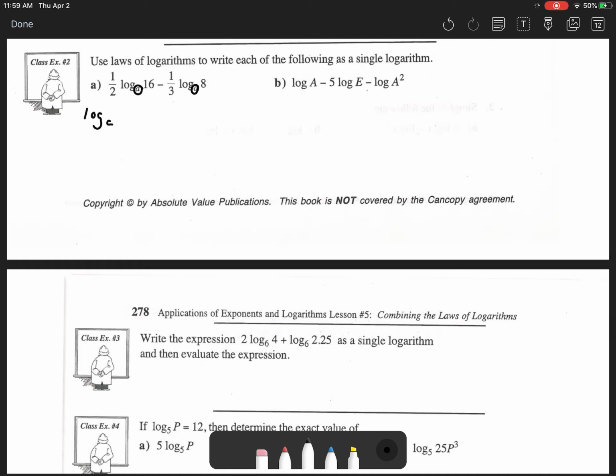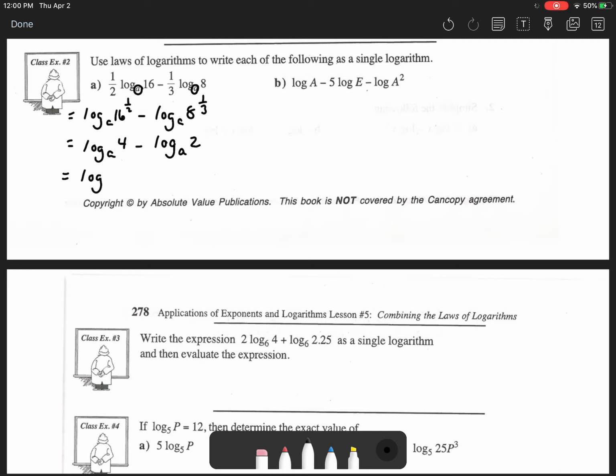First thing I'll do, in the first expression, is go log base a of 16, and I'll move the 1/2 up to be an exponent, and I'll do the same thing with the log expression. So this will be log base a of 8 to the exponent of 1/3. Now we know that when we raise something to the exponent of 1/2, that's like taking the square root. So this will be log base a of 4. And when I raise something to the exponent of 1/3, that's like taking the cube root. So the cube root of 8 is 2.